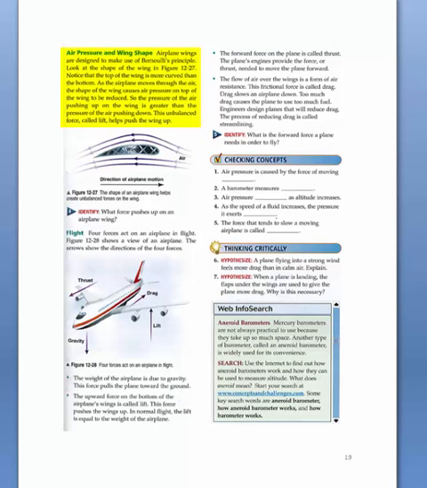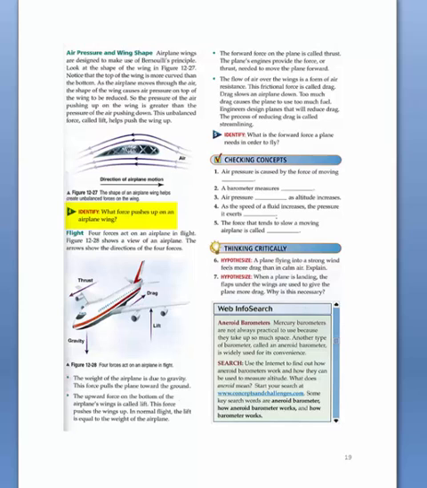Air pressure and wing shape. Airplane wings are designed to make use of Bernoulli's principle. Look at the shape of the wing in figure 1227. Notice that the top of the wing is more curved than the bottom. As the airplane moves through the air, the shape of the wing causes air pressure on top of the wing to be reduced. So the pressure of the air pushing up on the wing is greater than the pressure of the air pushing down. This unbalanced force, called lift, helps push the wing up.